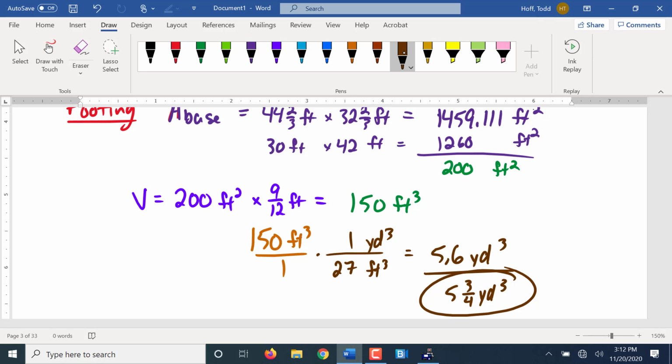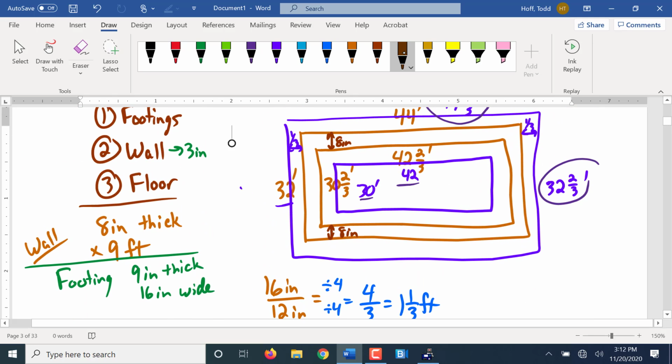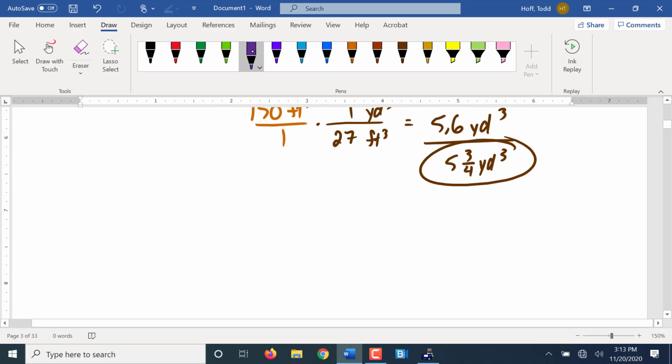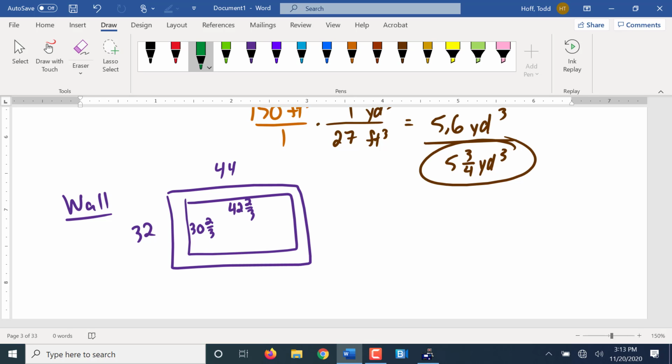Now that's a little bit of work, but it could be worse. Let's look at the wall. So for the wall, we have a big rectangle of 44 by 32. Here, let me just draw this out quick. 44 by 32, 30 2/3 by 42 2/3. So on the outside, we have 1,480 square feet.